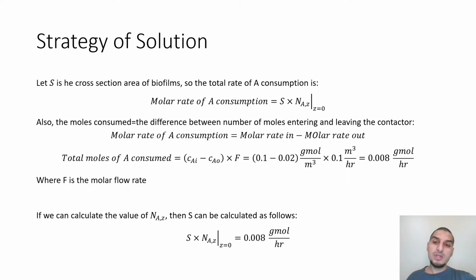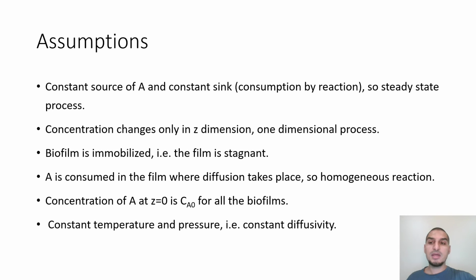This is the mass transfer part in the problem. So we need to put our assumptions first so that we can apply them to the equations and simplify them as much as we can. So we have a constant source of A, which is the A everywhere around the biofilm, which has uniform concentration, as we said, and A has a sink, which is the reaction which consumes A. So this is the steady state thing. The second point is that the concentration changes only in the z direction, so it's a one-dimensional case, and that the biofilm is immobilized. We know that the film is stagnant, so we'll have diffusion in one direction.